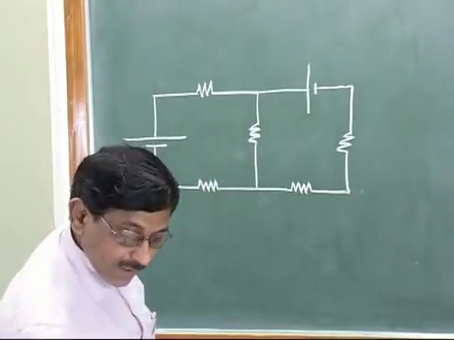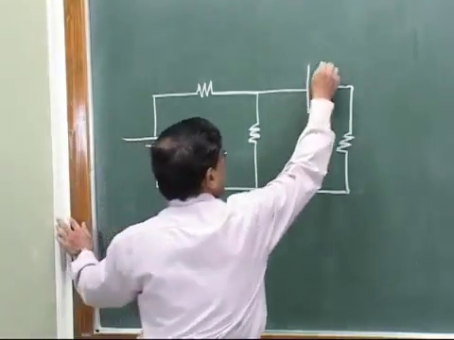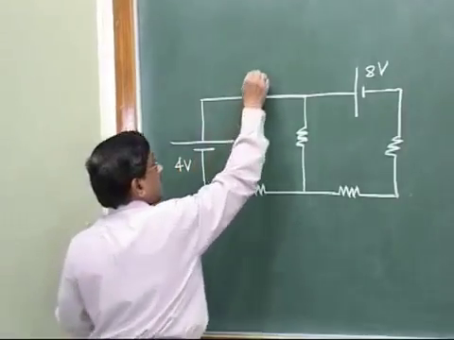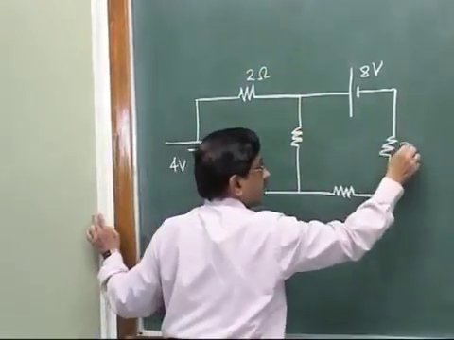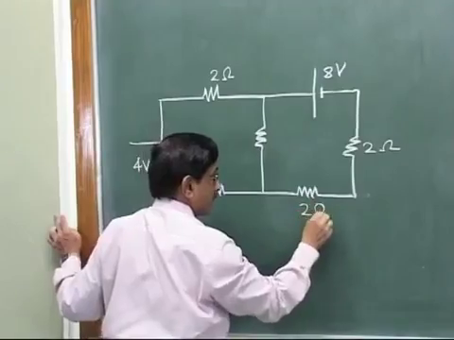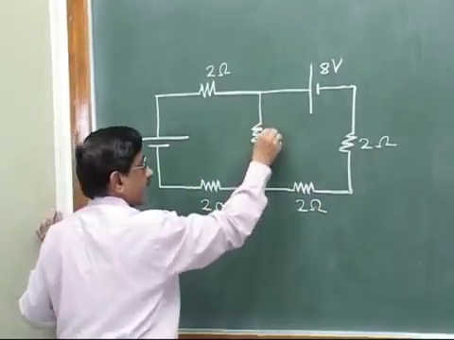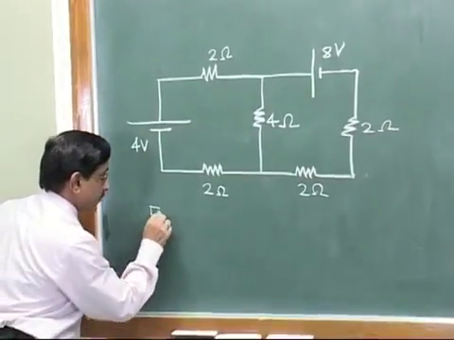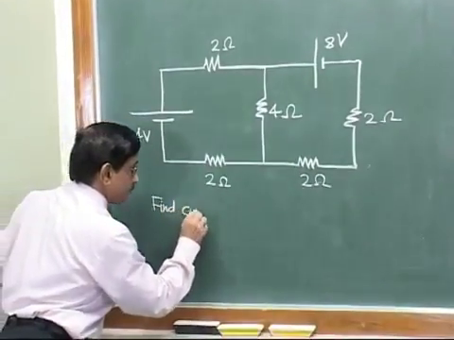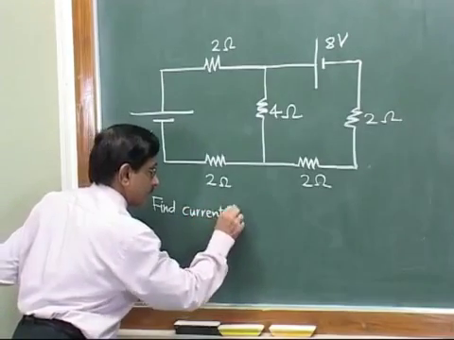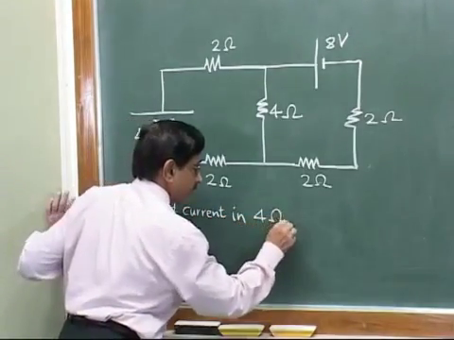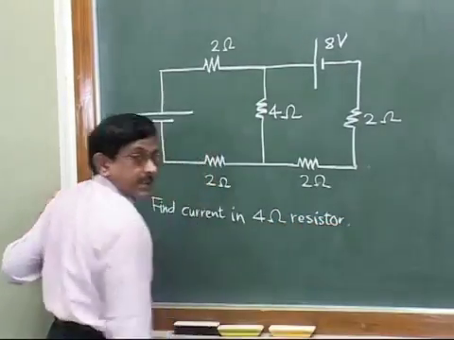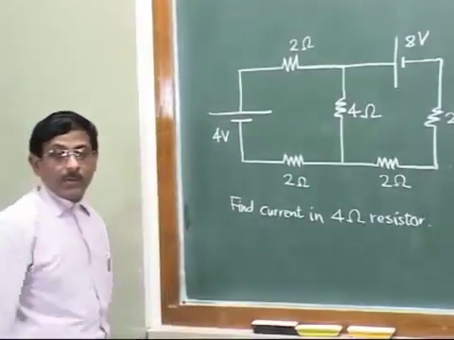Maybe the values would be like this: 8 volt here, 4 volt here, and these resistances of 2 ohm here, 2 ohm, 2 ohm, and say 4 ohm here. And suppose I mention a problem, find current in four ohm resistor, obviously using the Thevenin's theorem. So let us implement the steps.